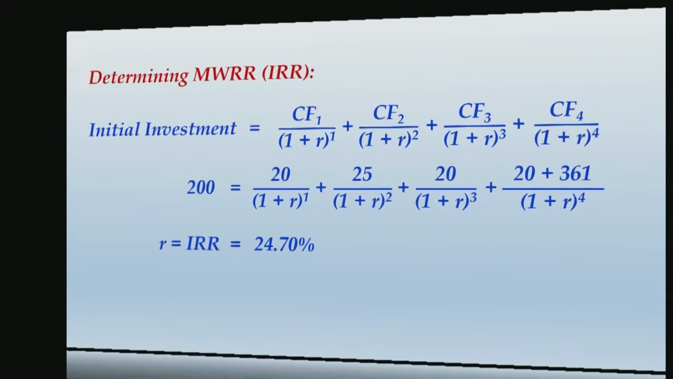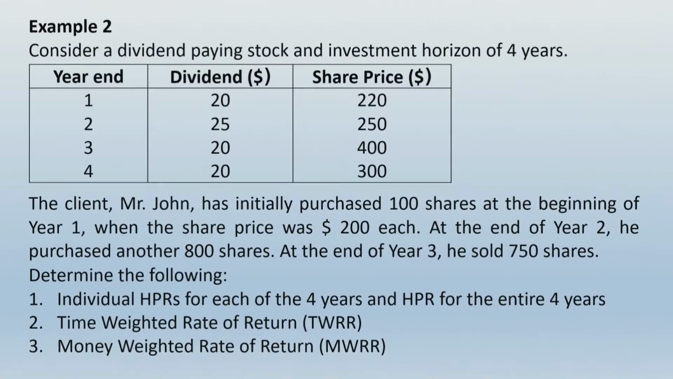So moving ahead to the next example, that is example number 2. It says consider a dividend paying stock and investment horizon of 4 years. Year end 1, 2, 3, 4, they have given you the dividend and share price. Similar kind of information what we have seen in the earlier example. Now here it says the client, Mr. John, has initially purchased 100 shares at the beginning of year 1 when the share price was $200 each.